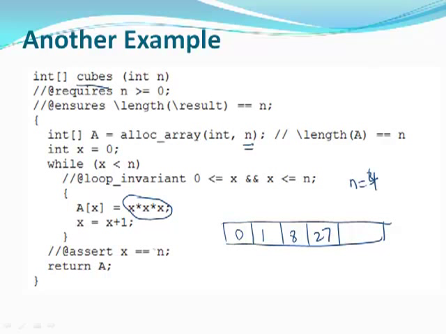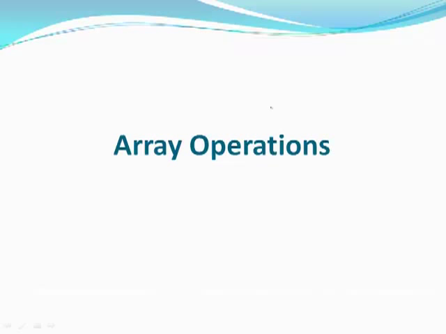Now we can assert that after you exit the loop, x is equal to n, and we can prove that this is a loop invariant. With the loop termination condition, we can also prove that the assertion x is equal to n holds. We also ensure that the length of the result, because the result is an array, is going to be n. We want to make sure that we have n elements. If n equals 4, we have 4 elements in the array being returned.